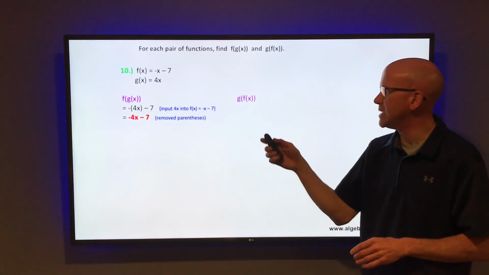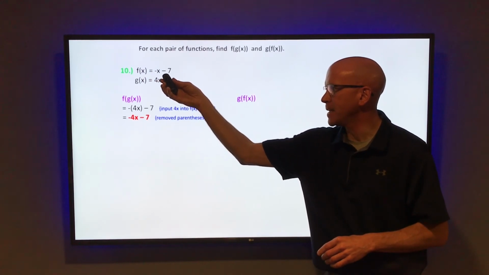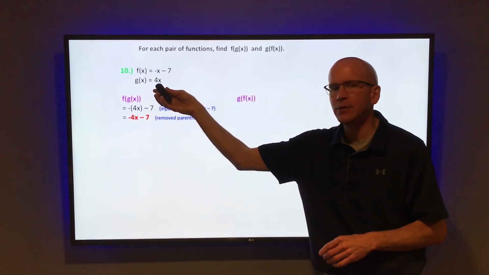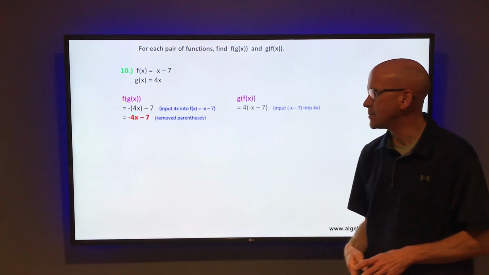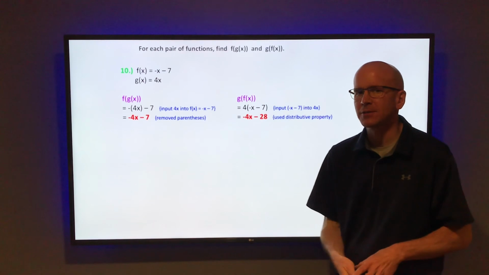Move on to g of f of x. So take what f of x is, the negative x minus 7, and substitute that in for x into g of x. So it'd be 4 times negative x minus 7. Just use the distributive property, and that is going to be negative 4x minus 28.